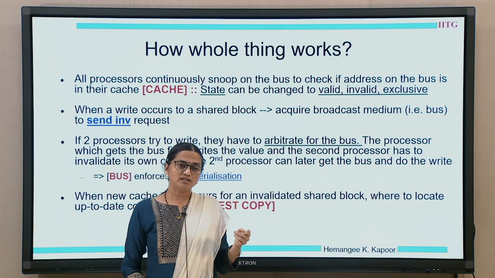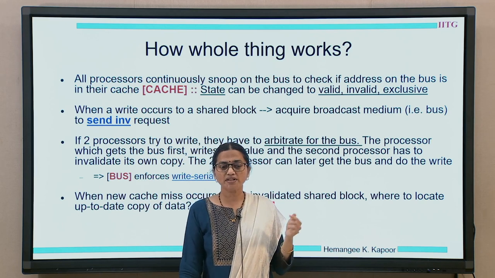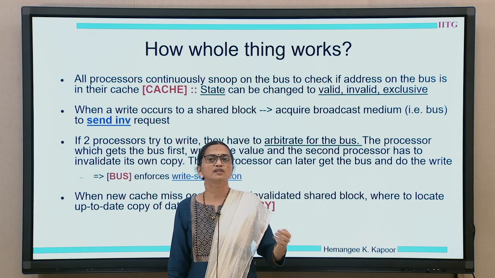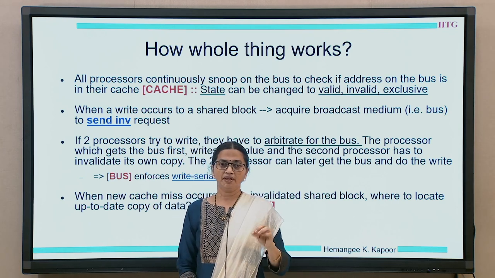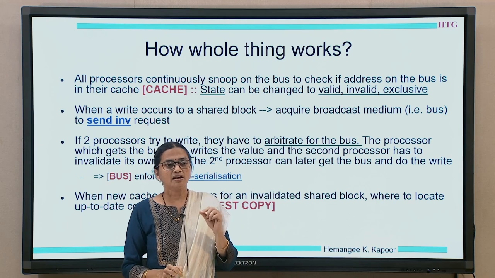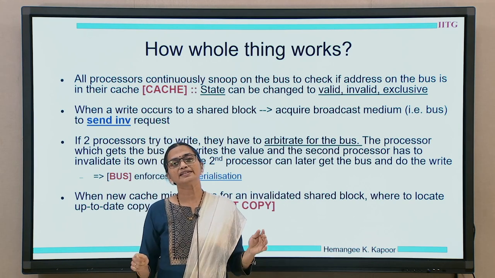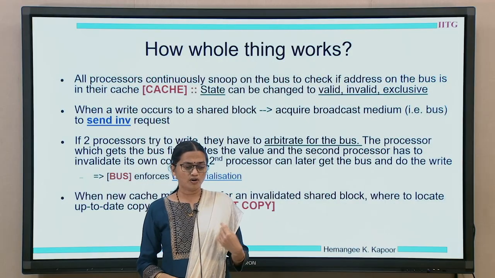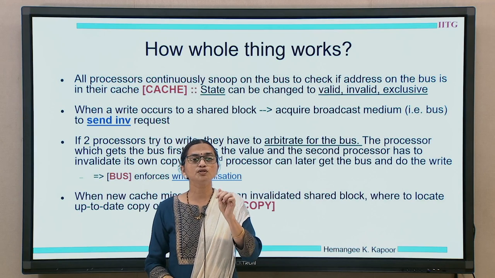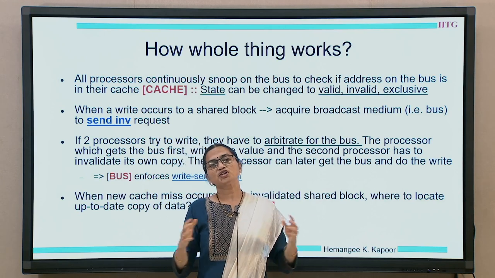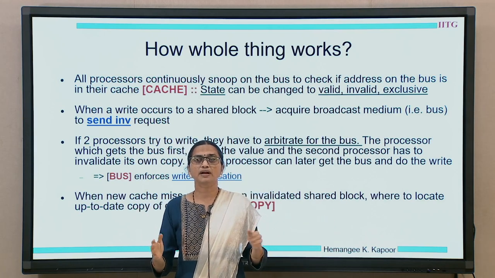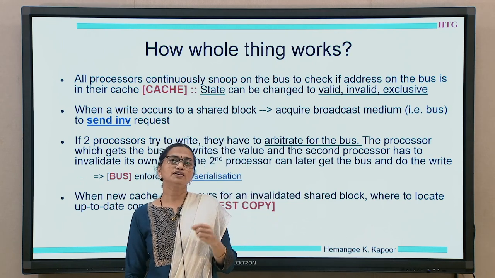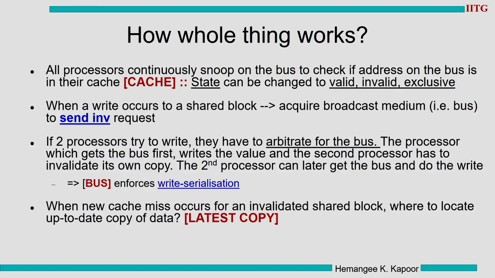The second processor will eventually retry its request, send a request on the bus, and the first processor will invalidate its copy and the second will get a chance to update the data item. So, this way the broadcast medium, that is the bus in this case, helps to serialize the writes. That is, the writes will happen one after the other. Eventually there will be a new processor wanting to read the data item. Now, which of the caches among this complete system has the most recent data item? So, we want to find out, when a new reader comes into the system, where is the latest copy of the data.